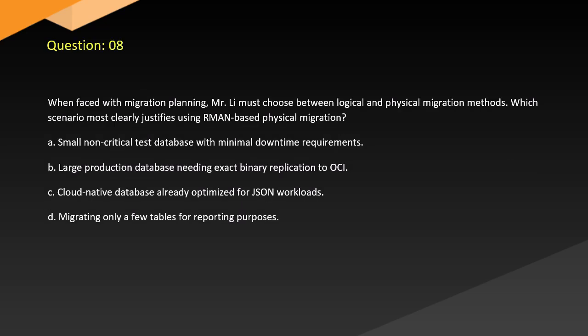Question 8. When faced with migration planning, Ista must choose between logical and physical migration methods. Which scenario most clearly justifies using RMAN-based physical migration? A. Small non-critical test database with minimal downtime requirements. B. Large production database needing exact binary replication to OCI. C. Cloud-native database already optimized for JSON workloads. D. Migrating only a few tables for reporting purposes.